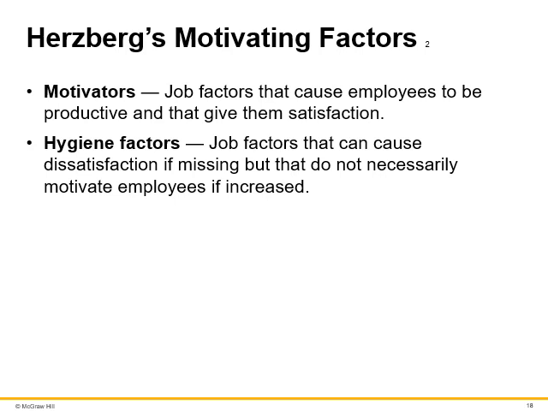Herzberg concluded that there were certain factors or motivators that made employees productive and gave them satisfaction. These factors you have seen mostly related to job content. Herzberg called other elements job hygiene factors or maintenance factors. These related to the job environment and could cause dissatisfaction if missing, but wouldn't necessarily motivate an employee if increased. The next slide will go into some more details on the motivators and hygiene factors.